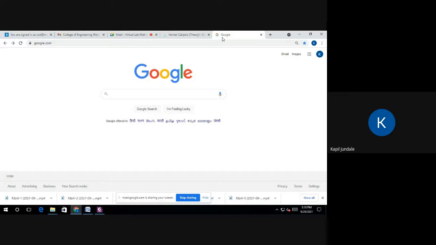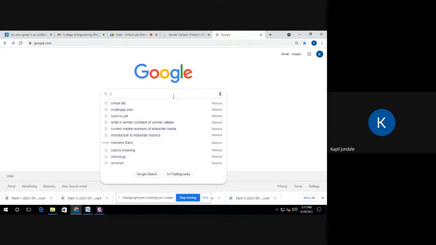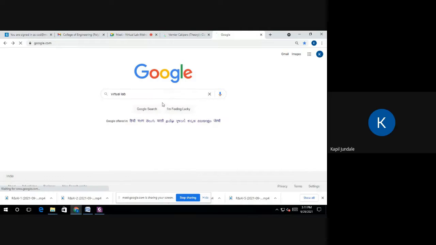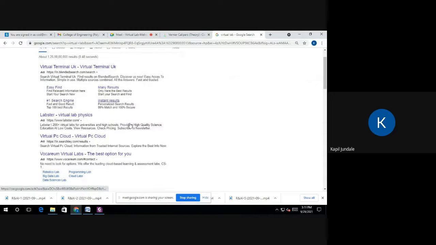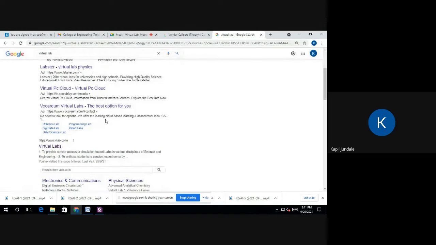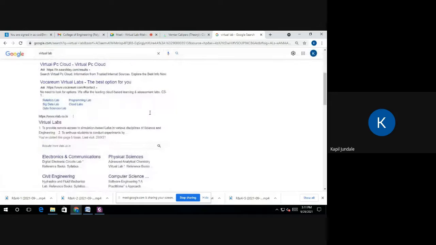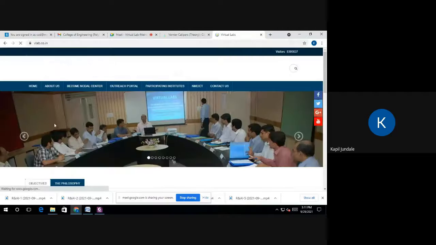First go to Google. Here you can write virtual lab. In Google you can write virtual lab. After that you will navigate to the search page. After that, here is one option, http://www.vlab.co.in. You have to click here on this virtual lab.